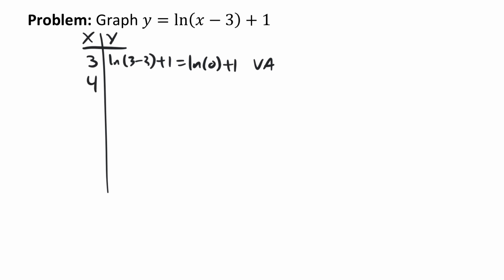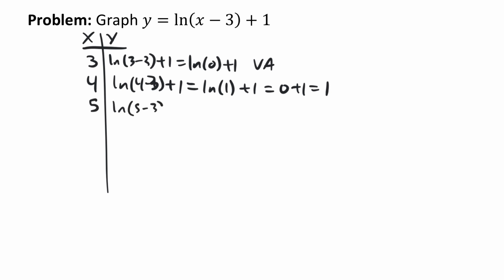Then you can do 4, because ln of 4 minus 3 plus 1, that'll be ln of 1, and that's going to be 0 plus 1, or 1. But now the next number we need is really weird, because if you try 5, right, you're going to get ln of 5 minus 3, which is ln of 2, and that's not a whole number.